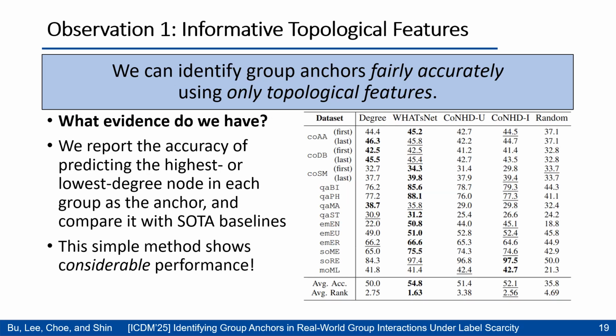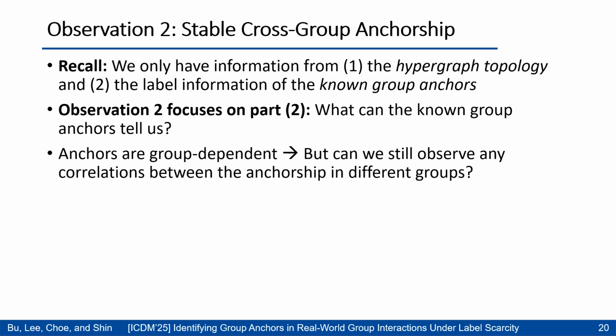Let us provide some numerical evidence too. Here, we show the accuracy of predicting the highest degree or lowest degree node in each group as the anchor, and compare such a simple method with SOTA deep learning baselines. As we can see, such a simple method achieves considerable performance. As discussed, we have two parts of information, and observation 1 focuses on the first part.